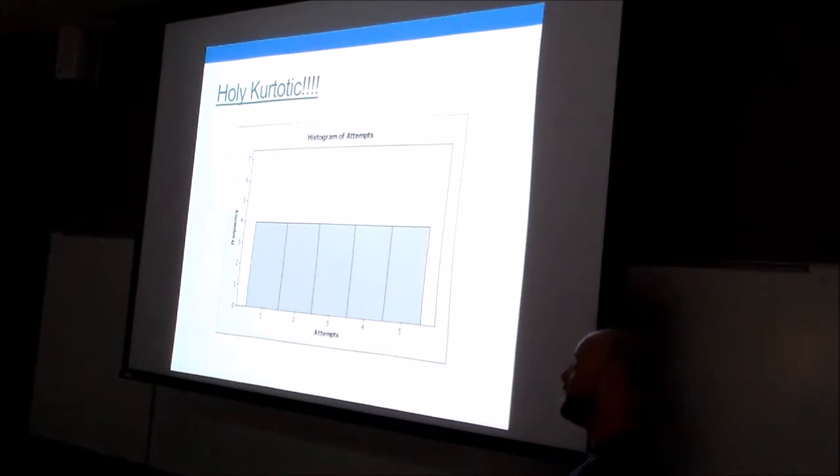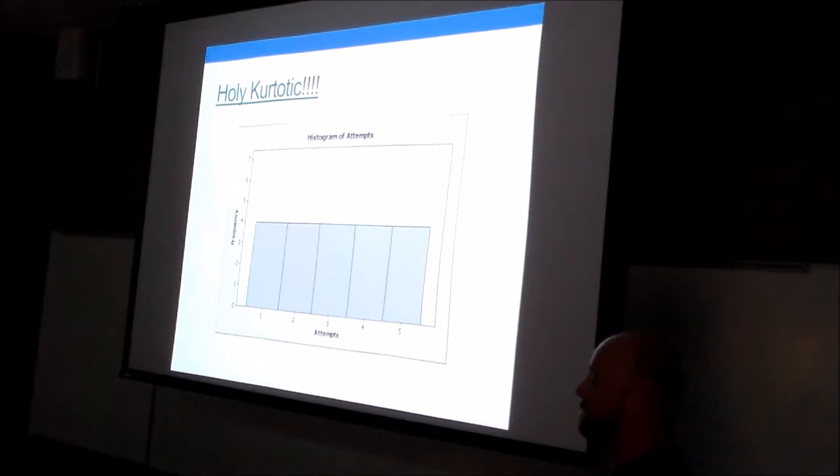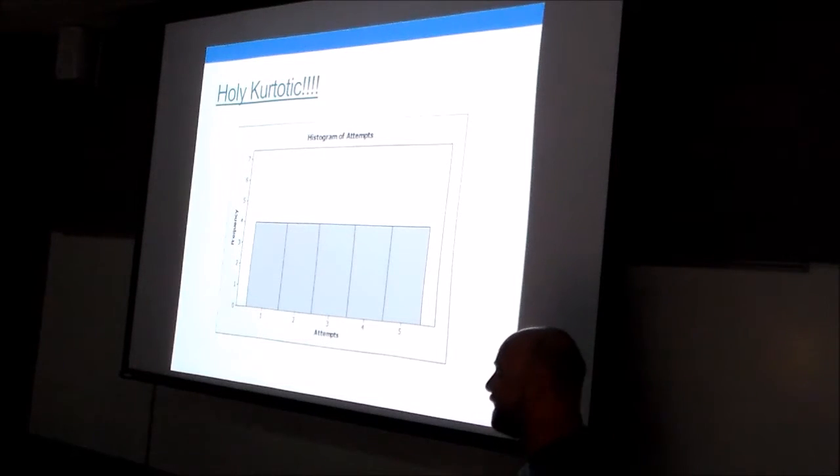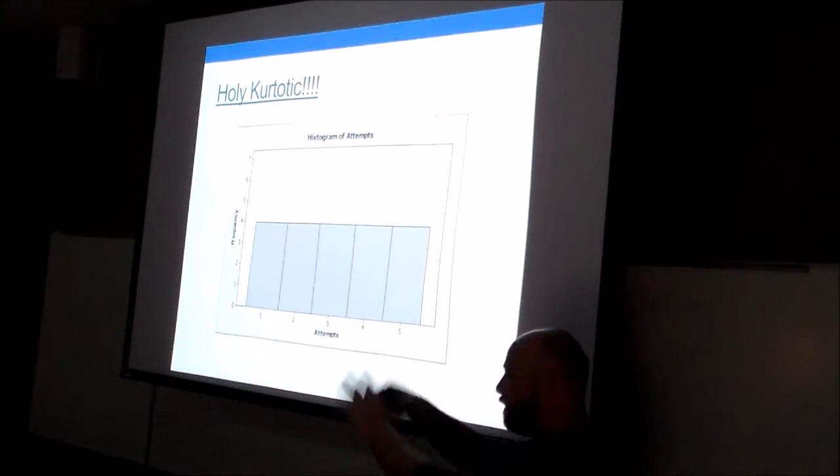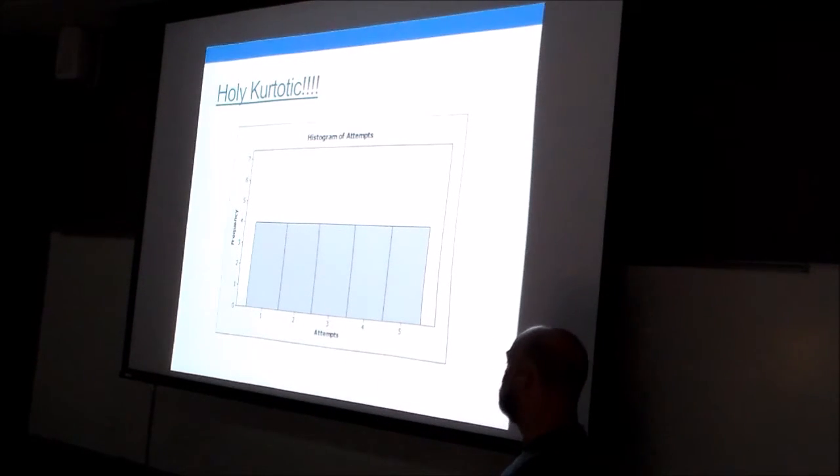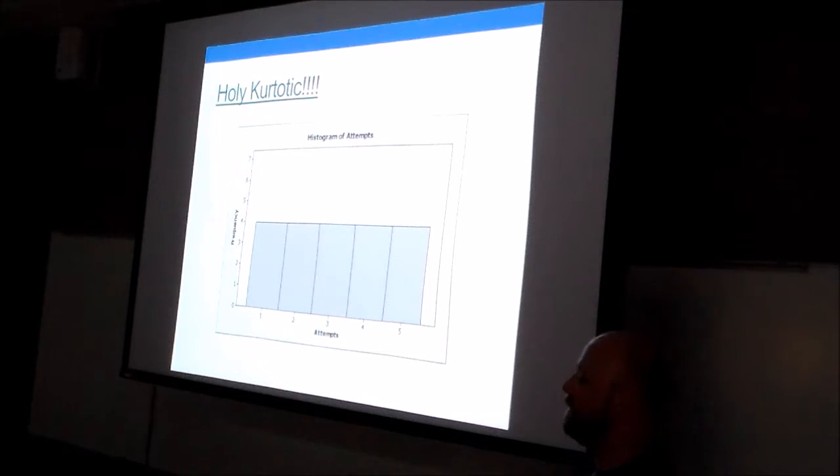It's a wonderfully kurtotic distribution. Why is this kurtotic? What do you think? Lauren? Oh, why is this kurtotic? Sorry. No, okay, they're all the same. Yeah, it's boxy, right? It's just a straight up box. There's no peak. What type of kurtosis do we have here? Positive or negative?